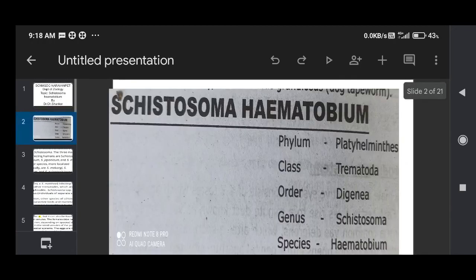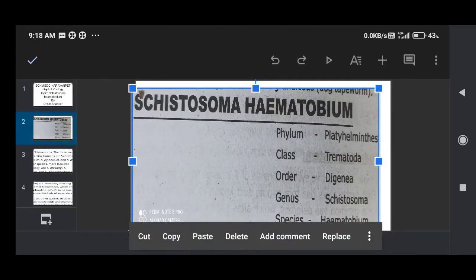So this is the life cycle of Schistosoma haematobium. Shall we start?